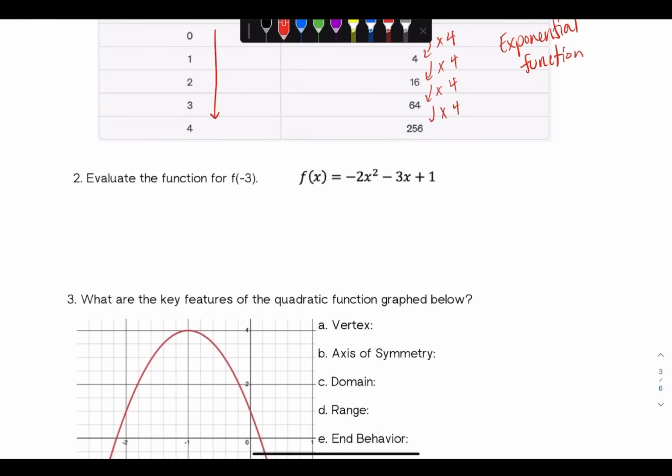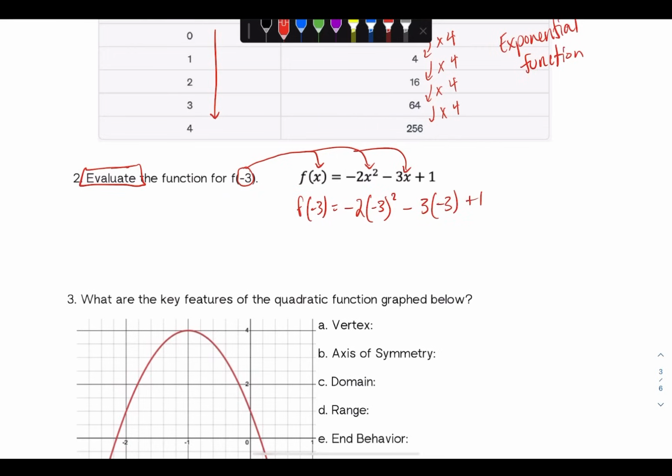It says evaluate the function for f of negative 3. So when we are evaluating at a value, they want us to take this value here and replace it with x. Everywhere we see an x, we're going to put negative 3. All right, so f of negative 3, here we go. We've got negative 2, and whenever I substitute a value in, I want to use parentheses. So I've got minus 3 times another minus 3 plus 1.